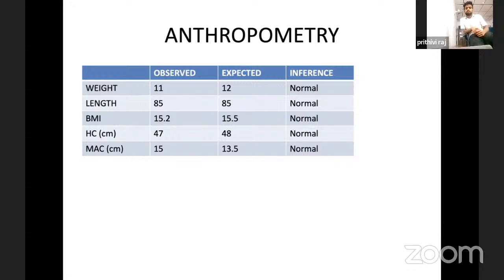So now this weight, you said, is 11 kg, and you are expecting 12 kg, right? The expected weight is 12 kg, but the child is 11. Now you tell me whether this 11 kg is the actual weight of the child, or do you want to reframe or refine the weight? Think about it.